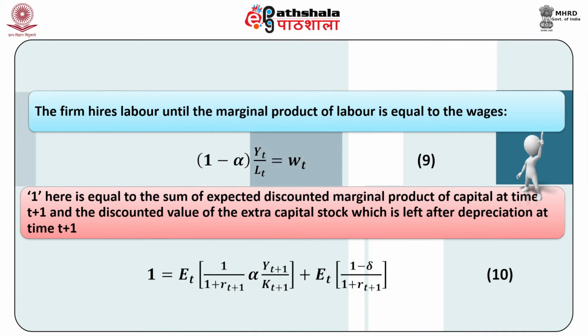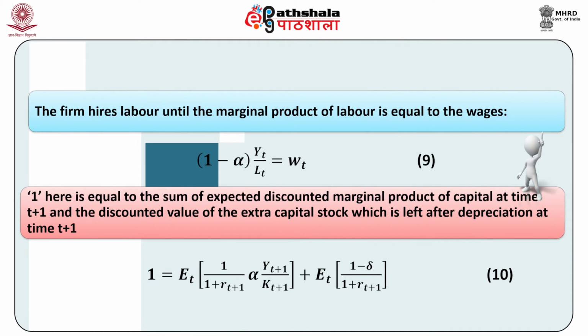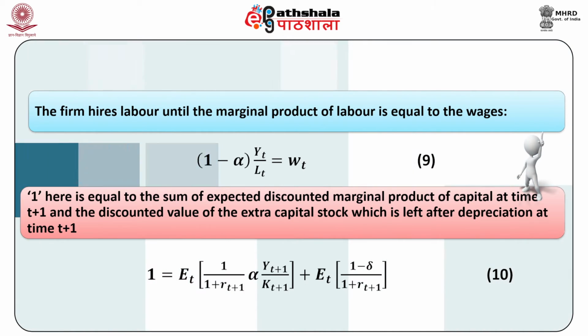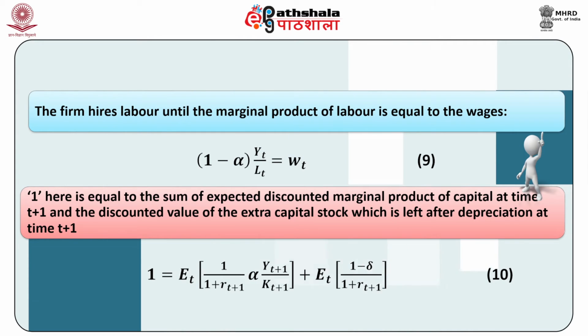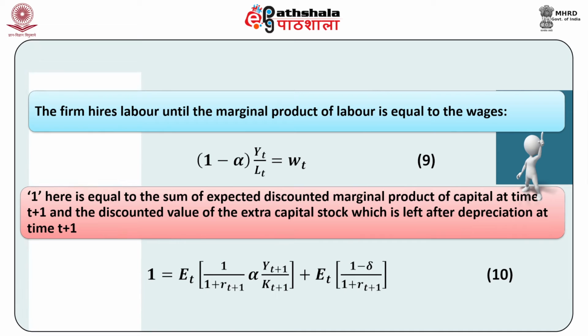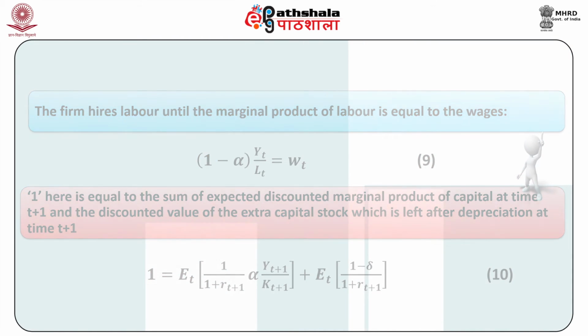This is represented by this equation. 1 is equal to Et into 1 upon (1 plus rt+1) into alpha yt+1 divided by kt+1, plus Et (1 minus delta) divided by (1 plus rt+1).